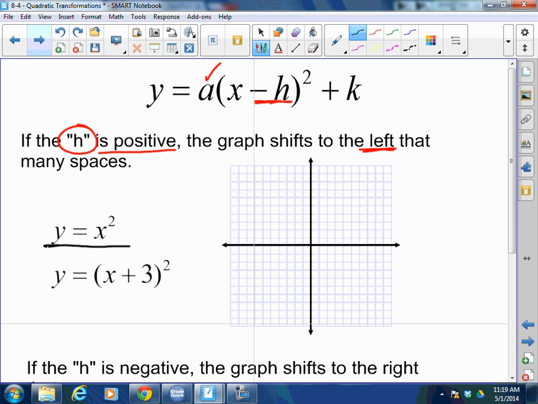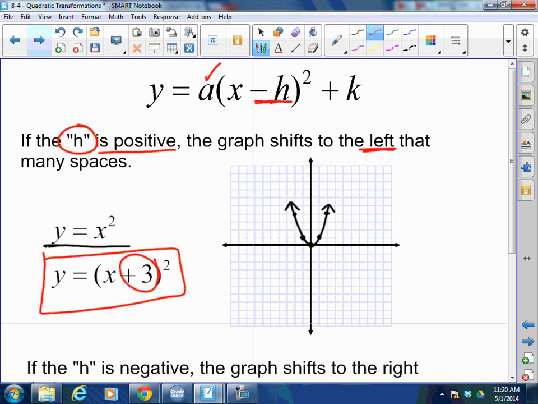First, let's graph the parent function. 0, 0, 1, 1, negative 1, 1, 2, 4, negative 2, 4. Now, if I have this, it's my parent, but how am I shifting it? How many places? 3 places to the left. When it's positive, you go to the left.